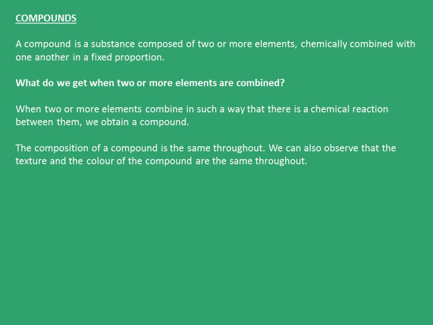On the basis of chemical properties, the second type of substances are the compounds. A compound is a substance composed of two or more elements, which chemically combine with one another in a fixed proportion. So what do we get when two or more elements are combined? When two or more elements are combined in such a way that there is a chemical reaction between them, we obtain a compound. The composition of a compound is the same throughout, that is, it is homogeneous. We can also observe that the texture and the color of a compound are the same throughout.